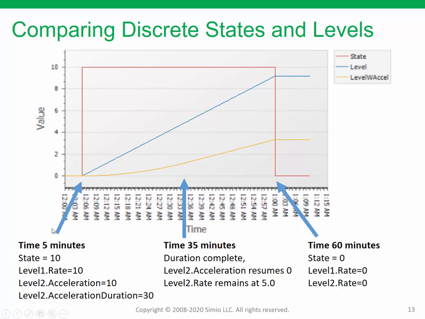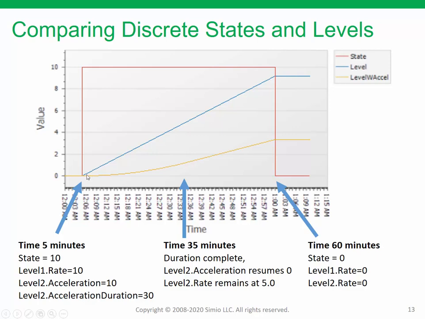You can see here at time 5 minutes, we set the state value to 10. So it immediately jumped from 0 to 10 at that same point in time. We also set level 1 to have a rate of 10. That's the blue one. And then level 2, we assigned an acceleration and an acceleration duration of 30. So if we jump ahead to the end of the acceleration duration here at 35 minutes, you can see that the value has continuously accelerated until we get to 35 minutes, and then it stops.